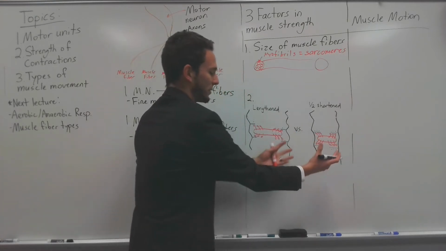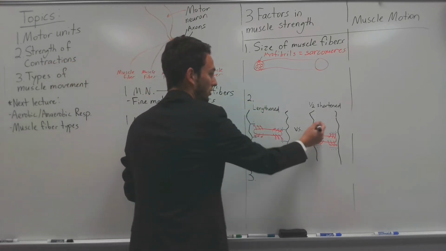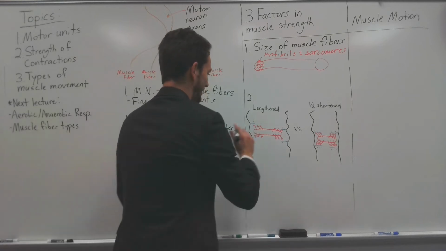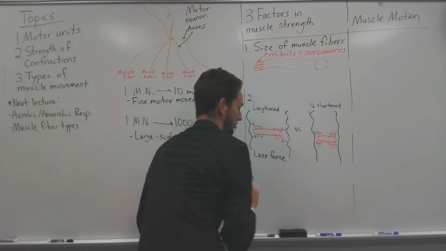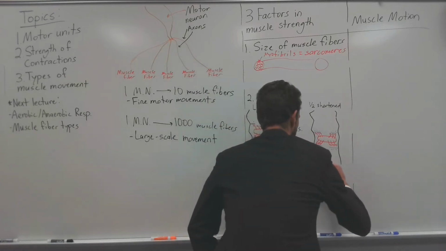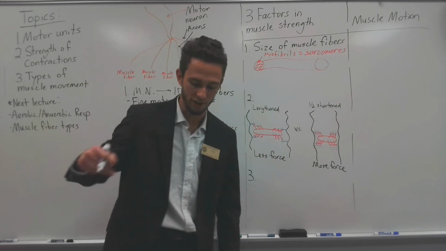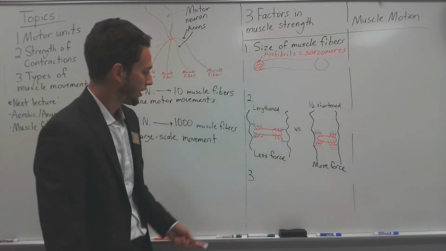So it's a lot easier because you're recruiting more myosin, pulling the actin, and they're just more available to make those cross bridges when your muscle is partially shortened. So when it's lengthened, there's going to be less force generated because there's fewer cross bridges, and this one's going to be able to produce more force. So the length of your muscle at contraction can influence the muscle strength at that time.